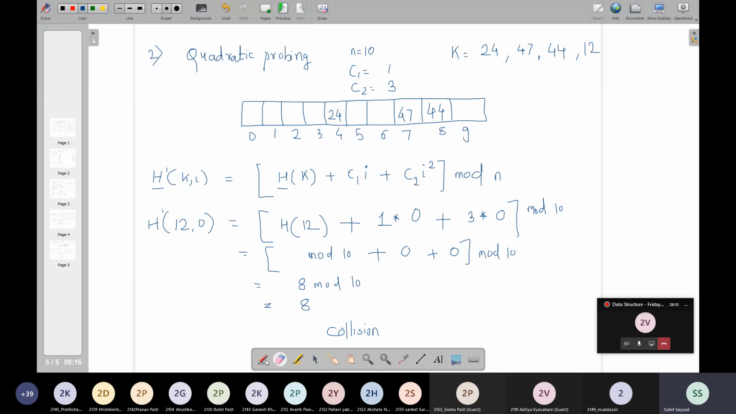What final answer have you all got? 2. Very good. 12 mod 10 is coming out to be 2. Very good. So this 12 will be stored at 2. Next, all of you solve key value 22.